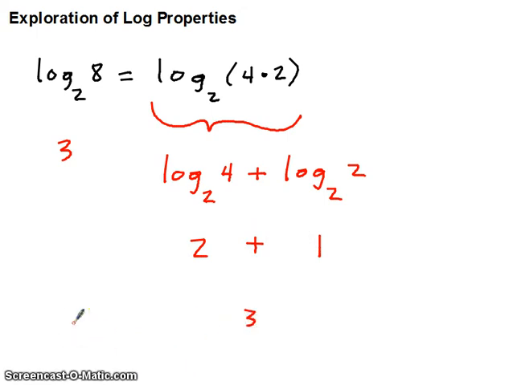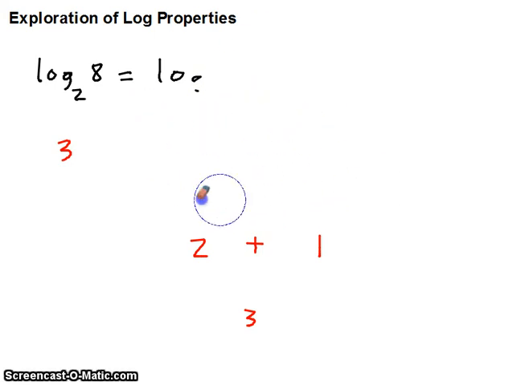Are you with me there? Okay, so we're just exploring some of these properties. We're actually going to look at the proofs in just a second. Are we good so far? All right, so we're also going to look at something called the quotient rule. That's when we're looking at division. And we're going to work with log base 2 of 8 again.